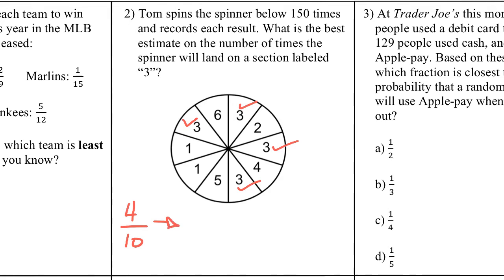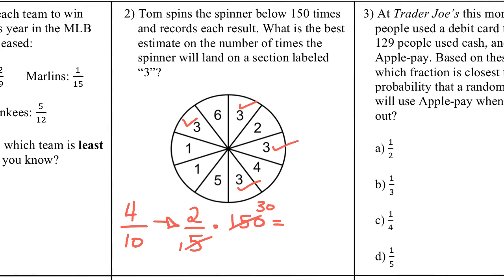So the probability of getting a single 3 is 4 out of 10. Now I'm going to simplify that to 2/5. So that's the probability of getting a single 3. And now we're going to multiply it by 150 since we're going to be conducting 150 trials here. And that will tell us about how many we could expect.